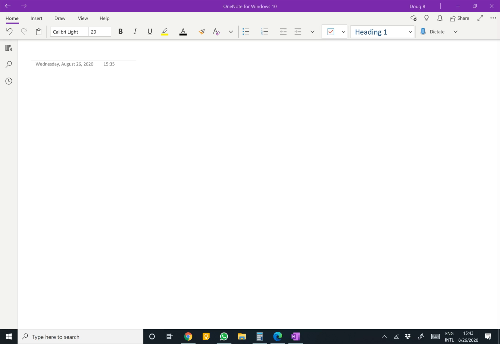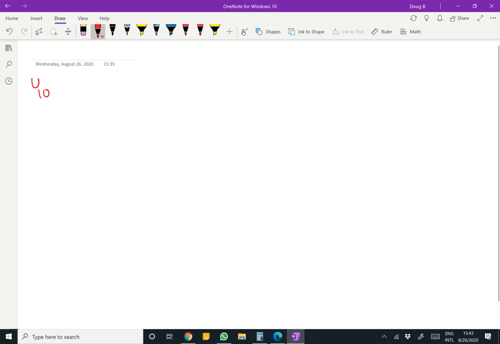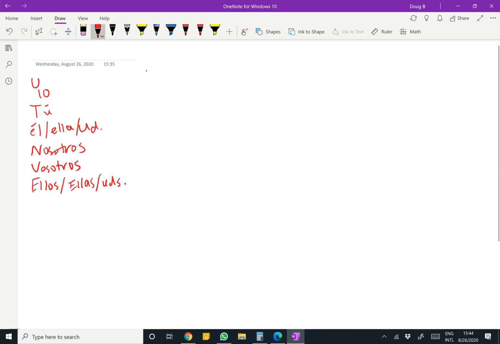So first in Spanish, we have our subject pronouns. Yo, tú, él, ella, usted, nosotros, vosotros, ellos, ellas, ustedes. And this is the base of the language. These are our subject pronouns.